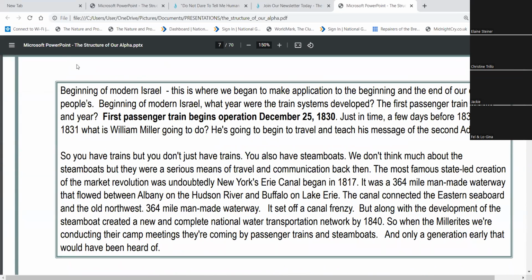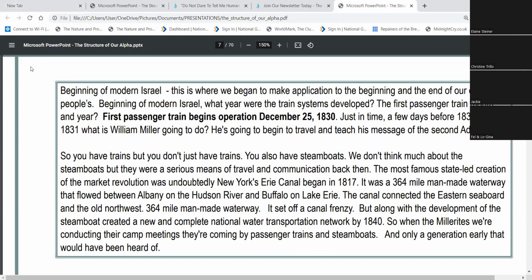Beginning of modern Israel, this is where we began to make application to the beginning and the end of our own people. Beginning of modern Israel, what year? Well, the first passenger train begins operating December 25, 1830. So you have the trains, but you don't just have trains. You have the steamboats. You don't think much about the steamboats, but they were a serious means of travel and communication back then.